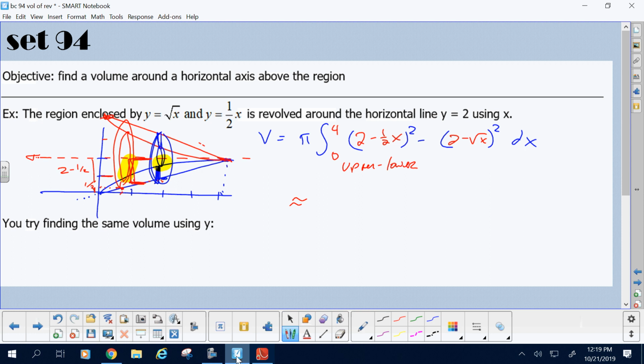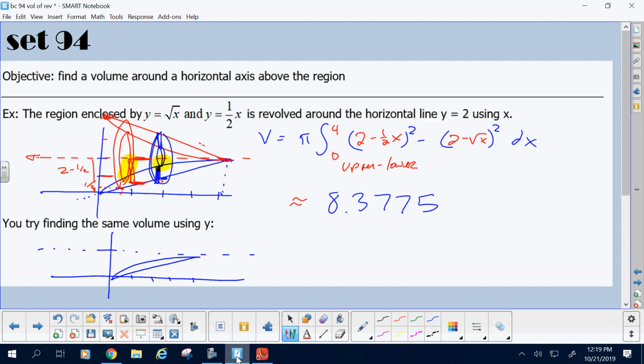All right. 8.3775. You do need to practice this because it starts to get gross putting in your calculator. Are we good? Okay, now let's try the same problem using y as the variable of integration. So sketch the region. Sketch the axis of revolution.